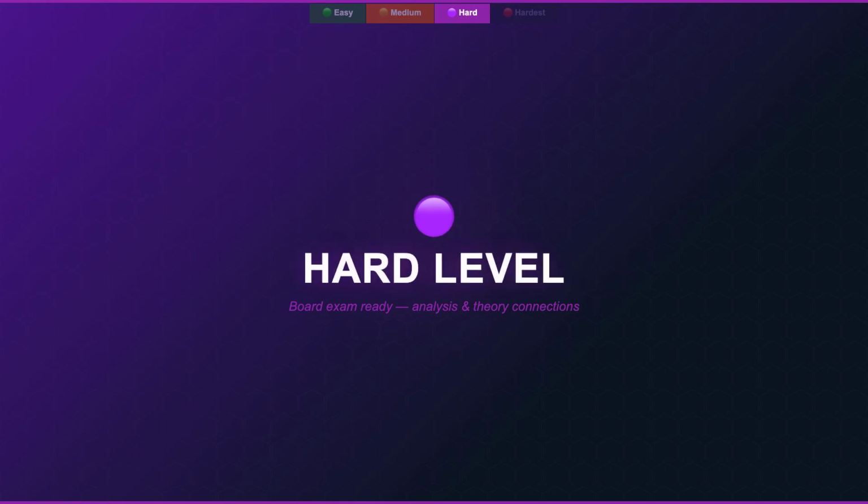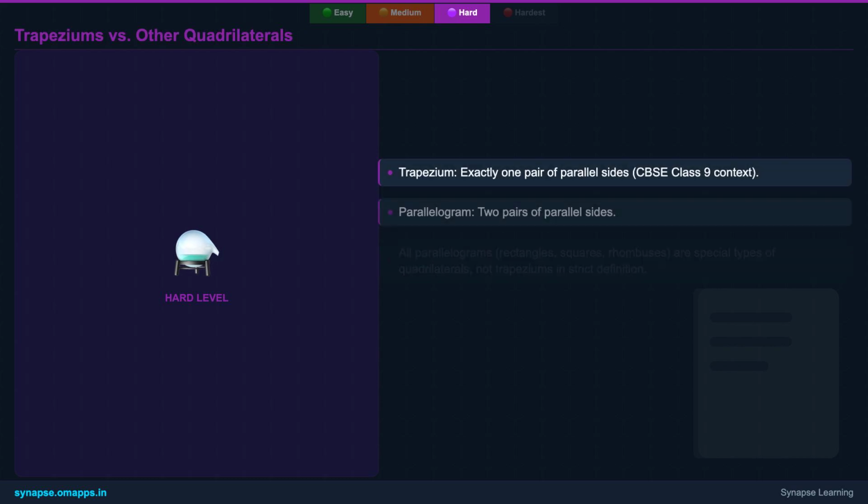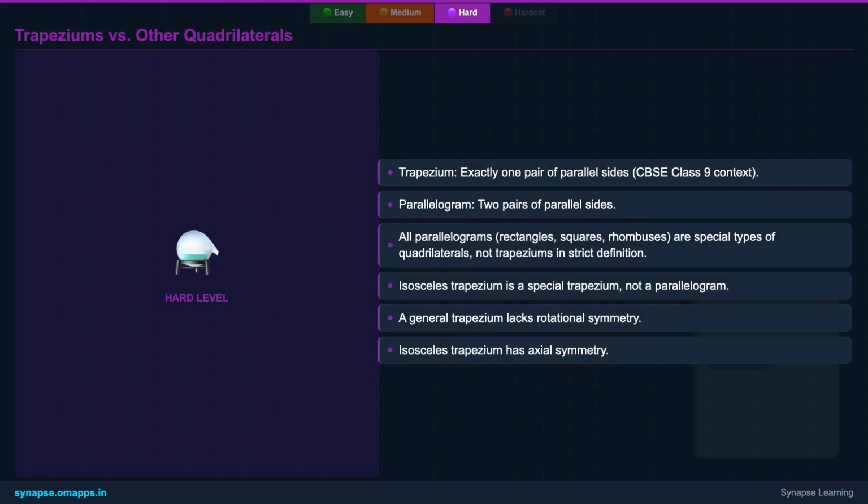Ready to connect trapeziums to the broader world of quadrilaterals and explore more advanced theorems? Let's go. It's important to precisely distinguish a trapezium from other quadrilaterals. While some broader definitions might include parallelograms as trapeziums, in CBSE Class 9, a trapezium typically implies exactly one pair of parallel sides. This distinction is vital for accurate classification.